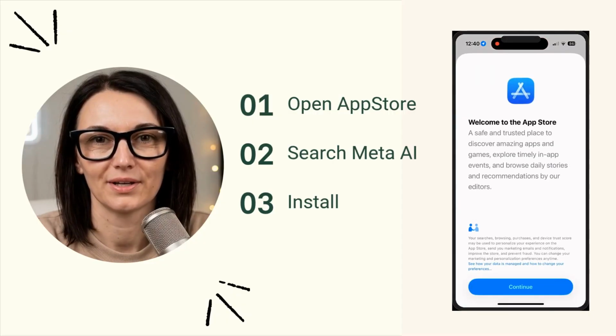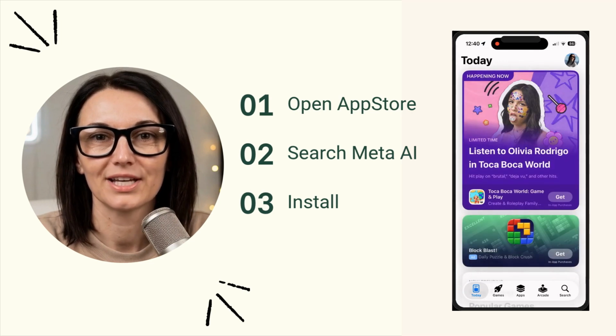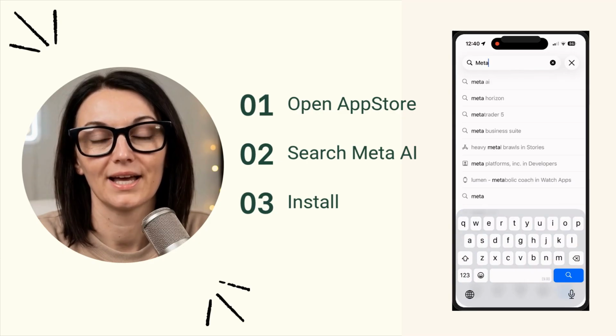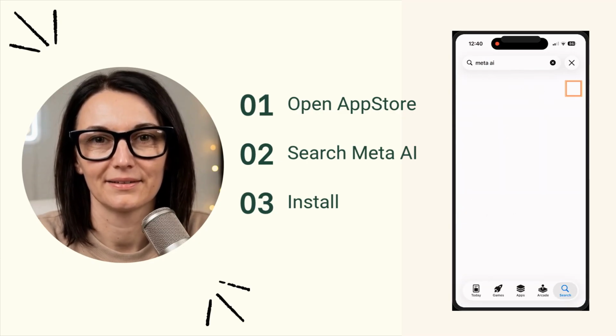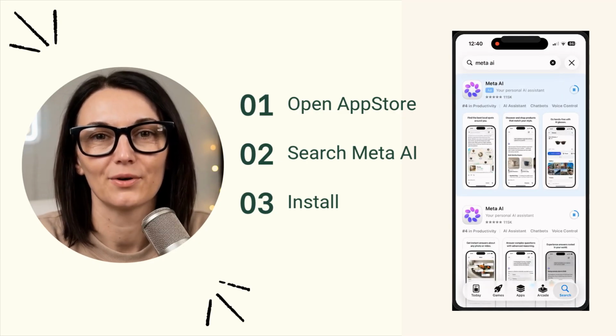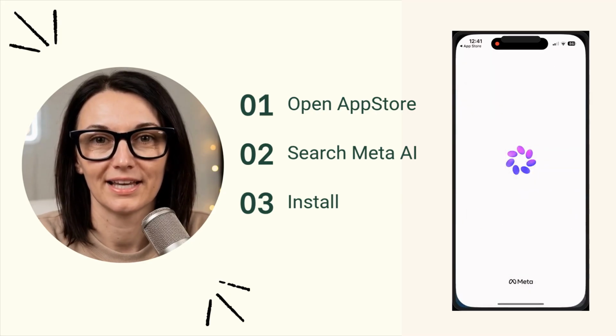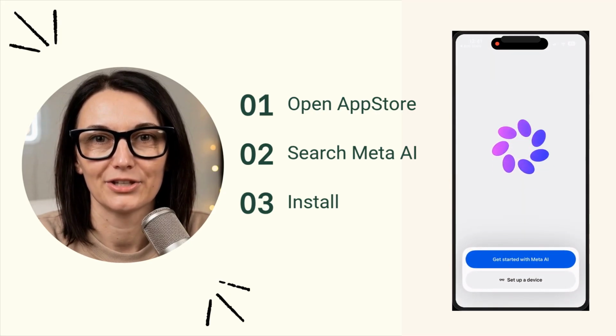Okay, so open your App Store. If you're on Android, it's the Play Store. Now tap the search icon at the bottom. In the search bar at the top, type Meta AI. There it is. See the little cloud icon? Tap it. And that's it. It's installed. And there it is, Meta AI, ready to go.